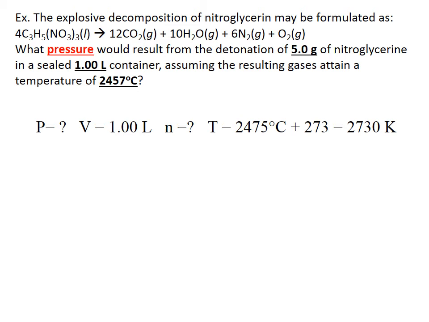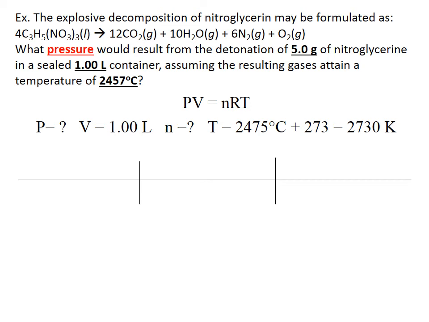We're not given the number of moles. Ultimately, we want to find the pressure, so that means we have to find the number of moles first. So what equation can we use to find that number of moles? Think of the equation PV is equal to nRT. We can use that equation to solve for the pressure, but first, we must know the number of moles. So that means we're going to have to do stoichiometry with this gas problem. So we start with grams of nitroglycerin.